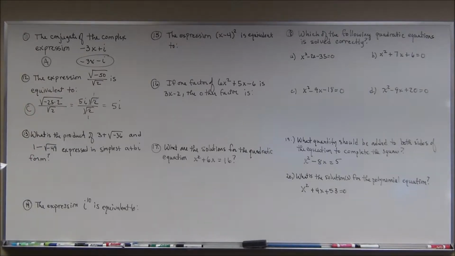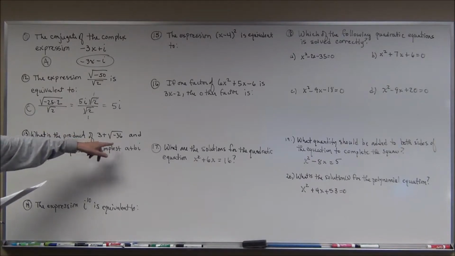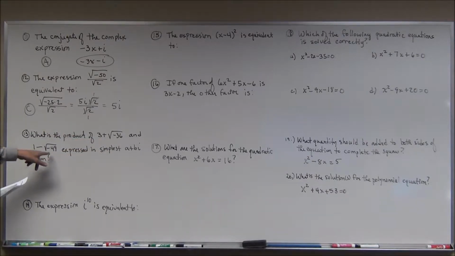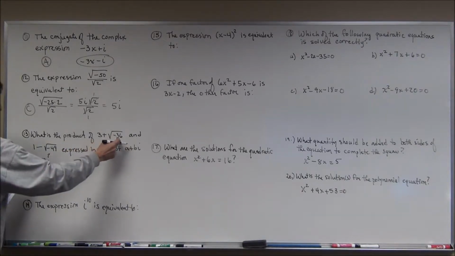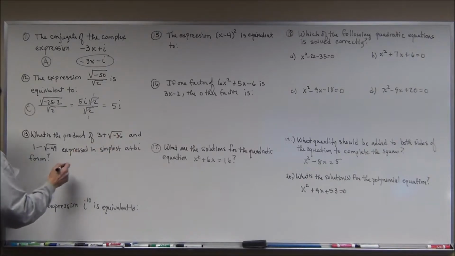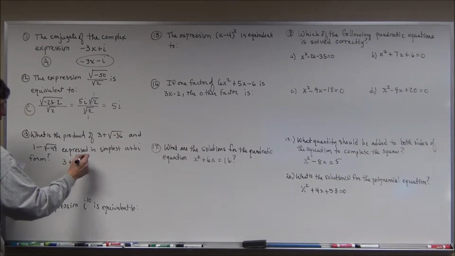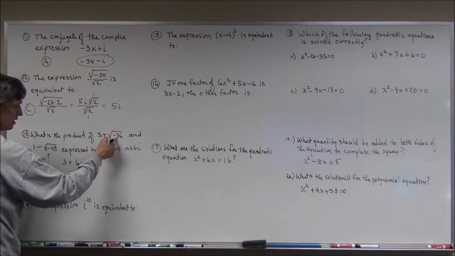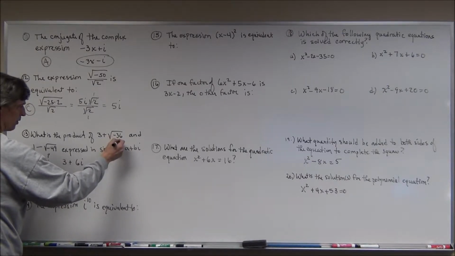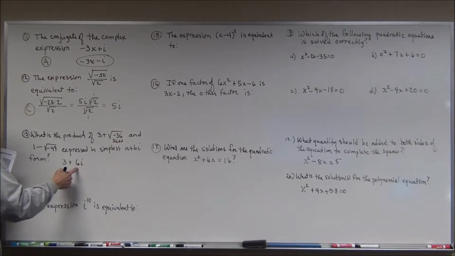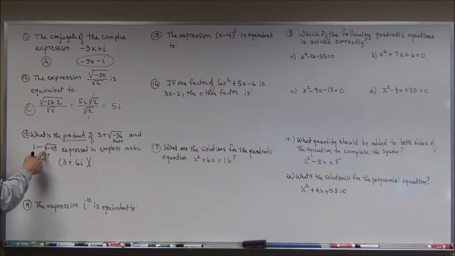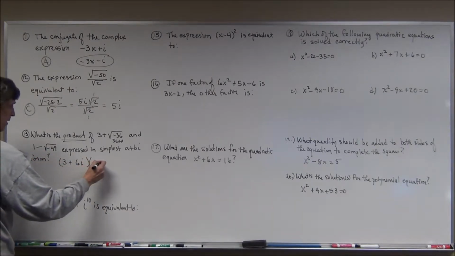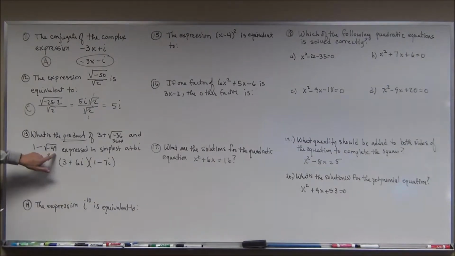Problem number 13, what is the product of 3 plus the square root of negative 36 and 1 minus the square root of negative 49 expressed in simplest a plus bi form? Well, the square root of negative 36 comes out to be 6i, because the square root of 36 is 6 and the square root of negative 1 is i. That's going to be multiplied times 1 minus the square root of negative 49, which is 1 minus 7i, the square root of 49 being 7.